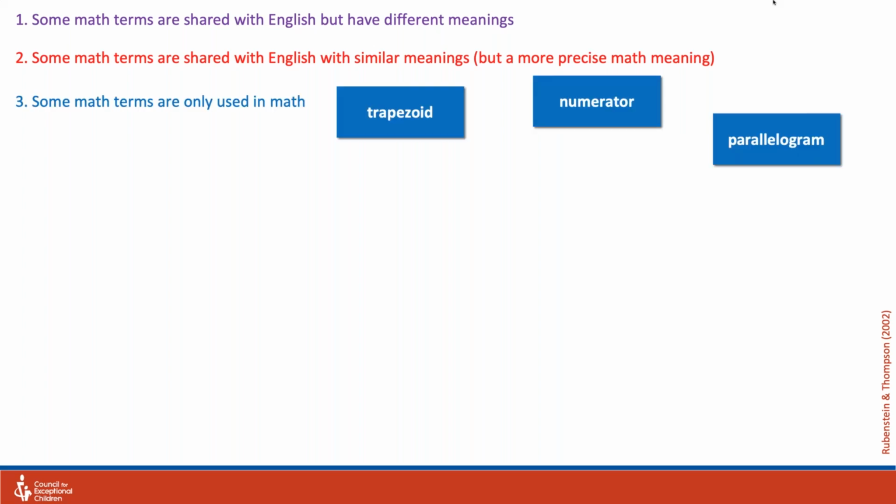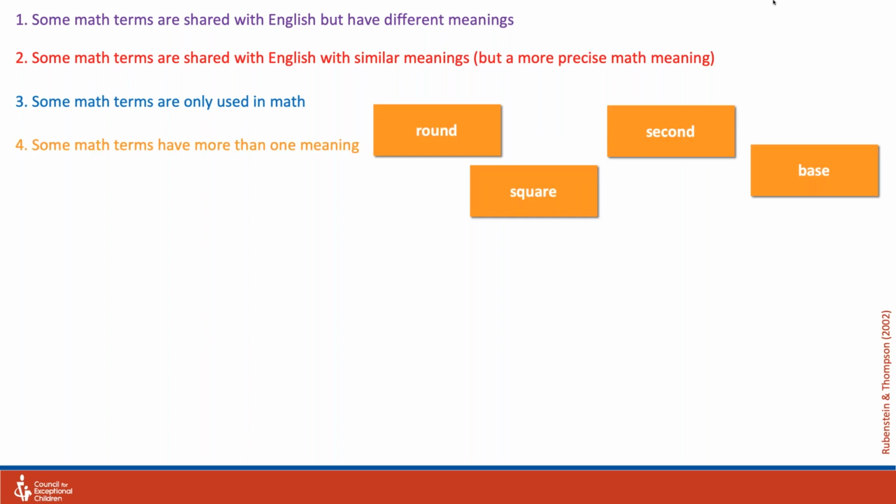There are a lot of math terms that are only used in math. And so we have to imagine that when students come to the math classroom, they've likely never heard these terms before. So they do require explicit instruction and lots of practice to learn these new terms. And then there are some math terms that have more than one meaning. So if I'm thinking about square, am I talking about square as a two-dimensional shape, or am I thinking about squaring a number?